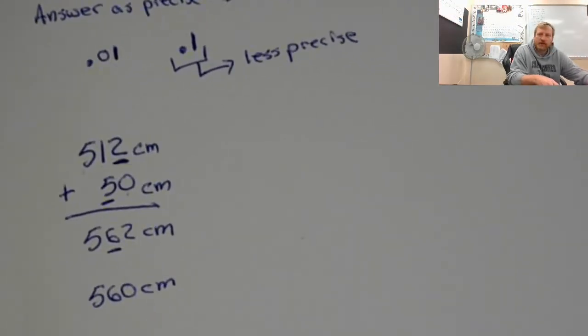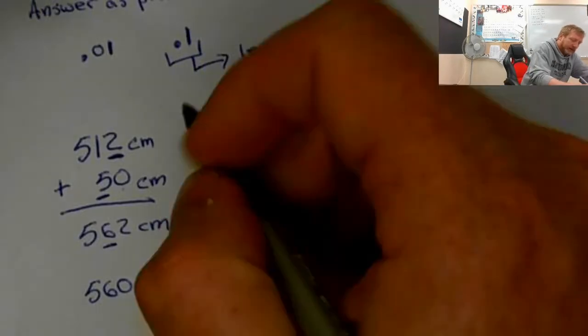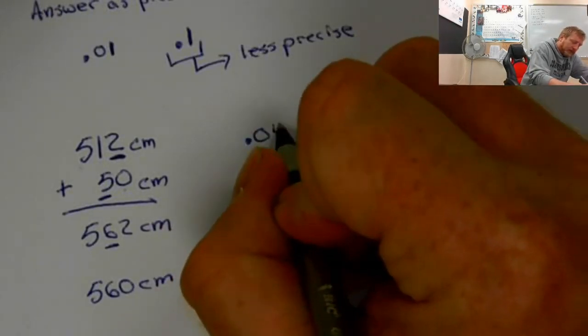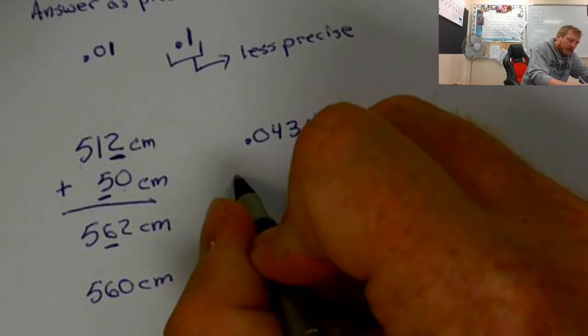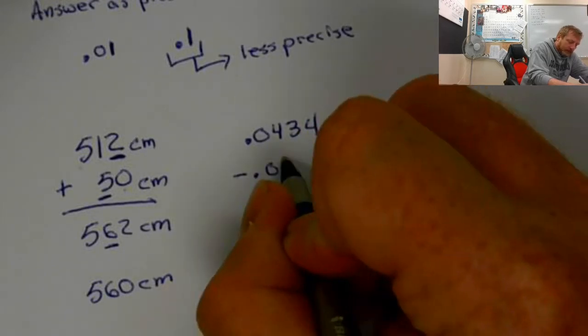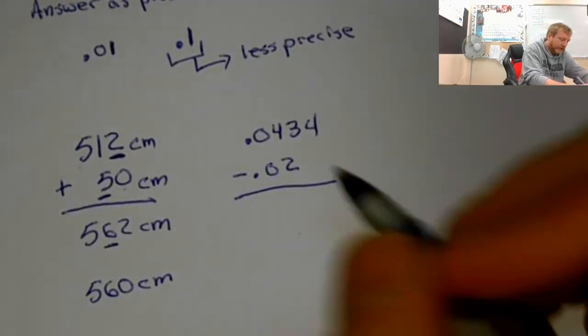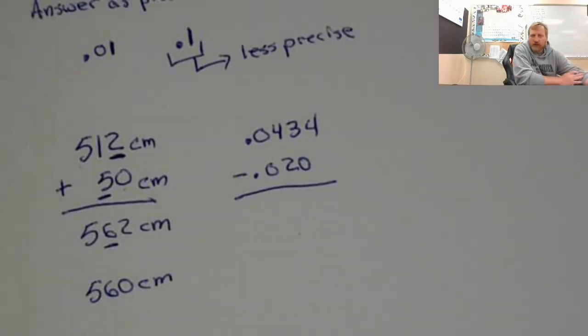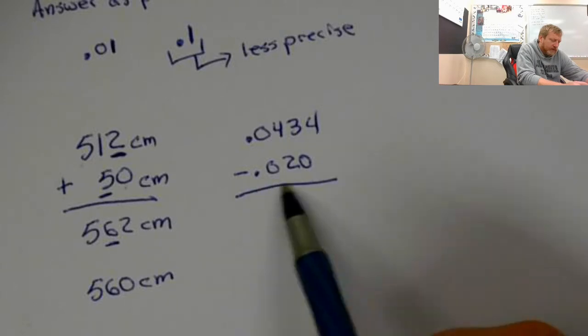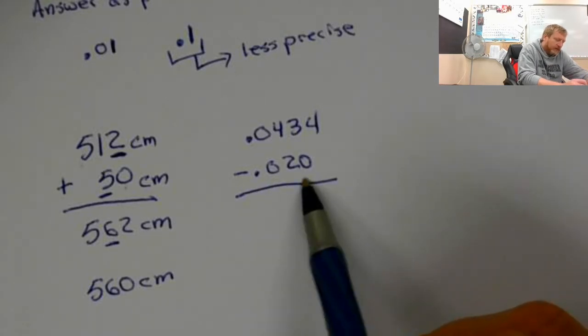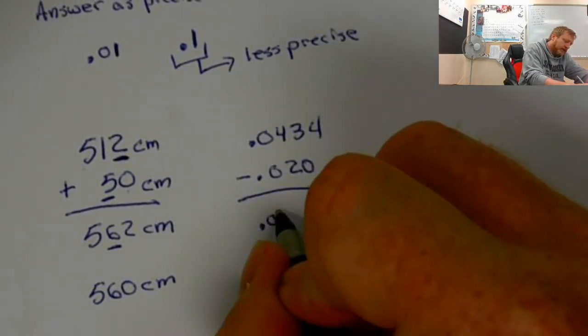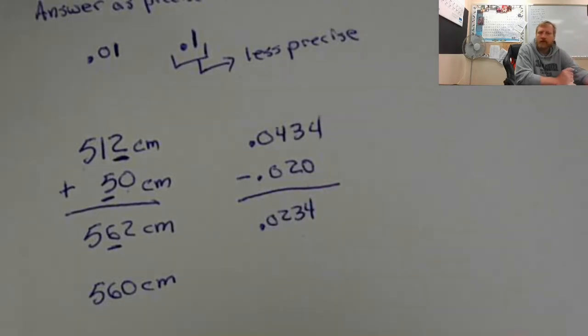The same thing goes for subtraction. If we had 0.0434 minus 0.02, for example, I'm actually going to add a 0 there, 0.020, just to illustrate an extra point. And we would subtract these two things. Our raw answer is going to be 0.0234. And now we have to look at how we round.